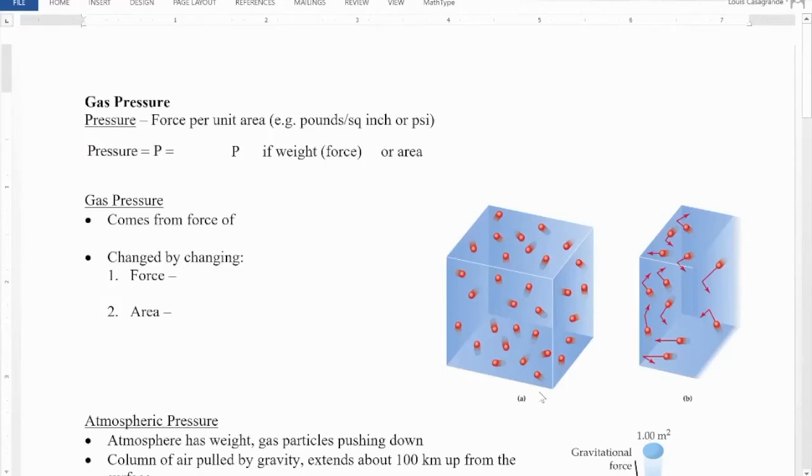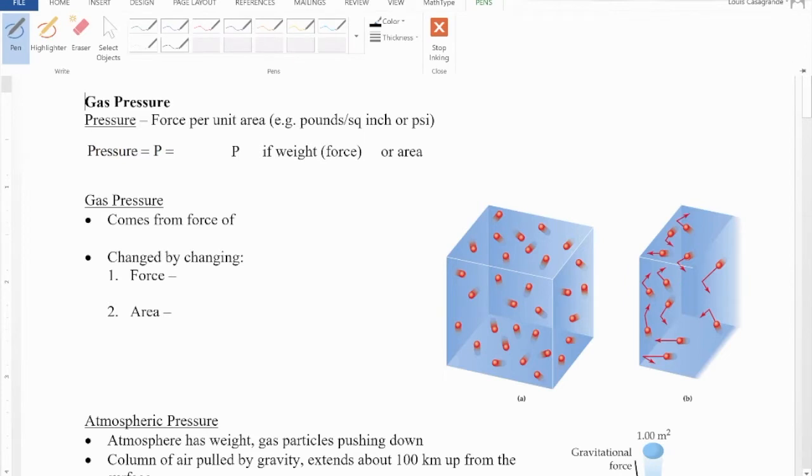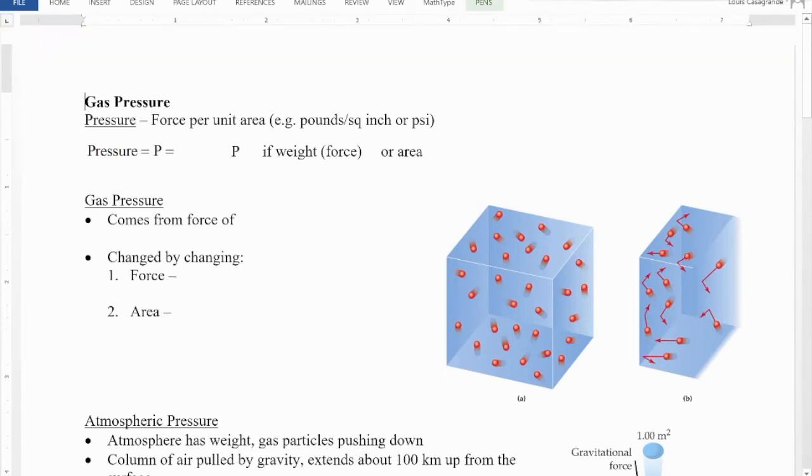Pressure, what pressure is, how it comes about, and how we measure it. And as we did with the gases FET yesterday, we're going to start off by defining pressure. And pressure is always going to be given as a force divided by the unit area.